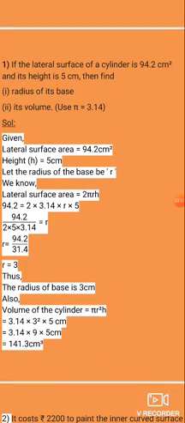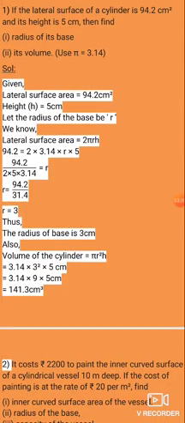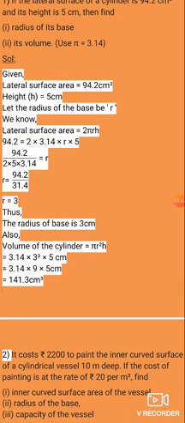Now the second question. It cost rupees 2,200 to paint the inner curved surface of a cylindrical vessel 10 meter deep. If the cost of painting is at the rate of rupees 20 per meter square, find first, the inner curved surface area of the vessel. Second, the radius of the base. Third, capacity of the vessel.